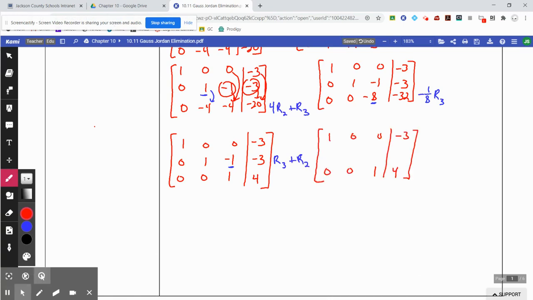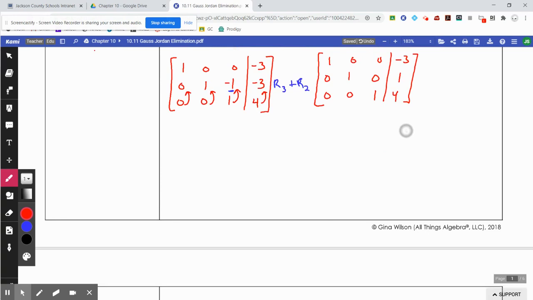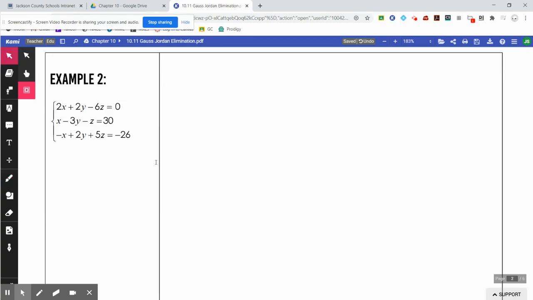And row 2 turns into, when you do 0 and 0, stays 0, 0 and 1 stays 1, 1 and negative 1 turns into 0, and 4 and negative 3 turns into a positive 1, and you are finished. If you were to write this back as a system, it would be x equals negative 3, 1y equals 1, and 1z is equal to 4. So pretty much you can look right here and you will know that your answers are negative 3, 1, and 4.